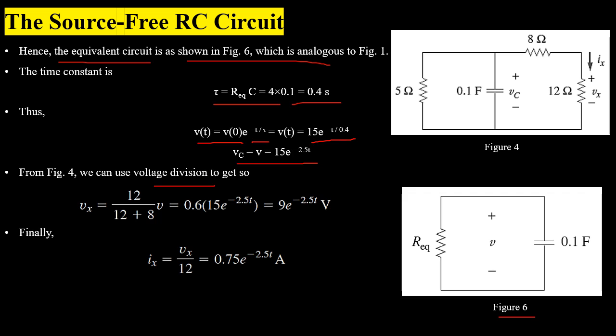and this voltage across the capacitor is equal to V of t. Now using voltage division, we can find the value of Vx, which will be 12 divided by 12 plus 8 multiplied by voltage V, and this will have a value of 9 e to the power minus 2.5 t volts. And the current passing through the 12 ohm resistor will be equal to the voltage of the resistor divided by 12, and this will be equal to 0.75 e to the power minus 2.5 t amperes.